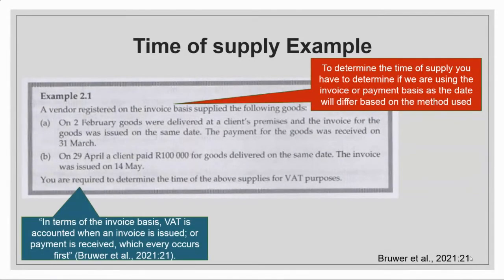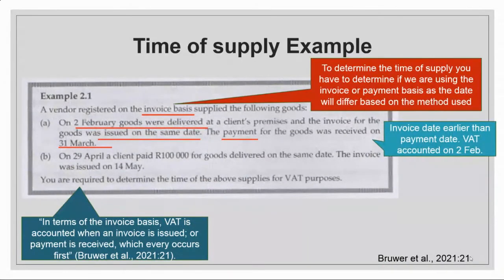Now, if we look at the invoice basis, VAT is accounted when an invoice is issued or when the payment is received, whichever occurs first. Okay. Now, in this scenario, we're using the invoice basis. On the 2nd of February, goods were delivered to the client's premises and the invoice was issued on the same day. So on the 2nd, we've issued the invoice and the payment occurred on the 31st. Now, if we look at the rule, the earlier of the invoice or the payment date, the earlier of the two would be the invoice date, which was the 2nd of February. Okay, so that is when I account for the VAT.